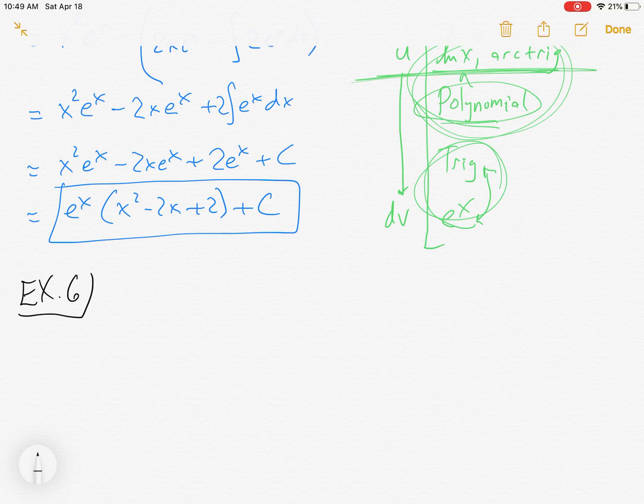How are we doing on time? Trying to time myself now. All right, we're doing okay. We'll keep this under 20 minutes, hopefully.